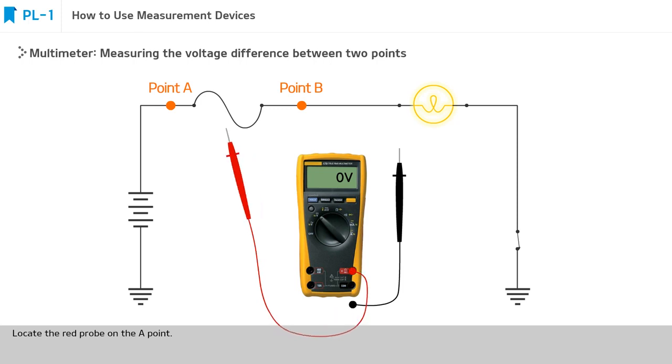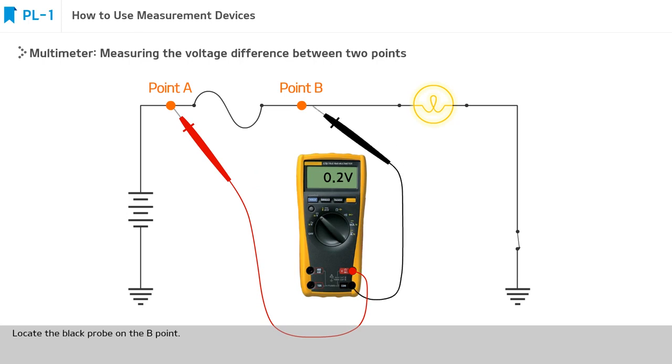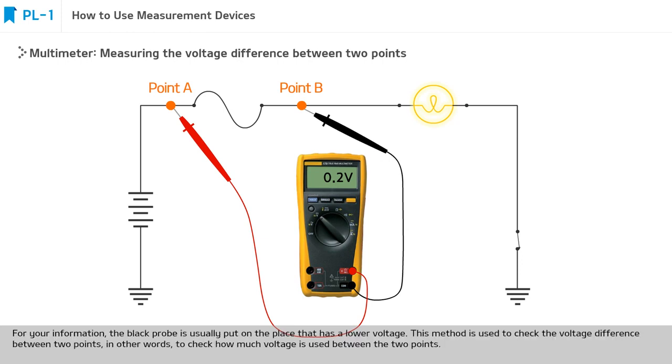Locate the red probe on the A point. Locate the black probe on the B point. For your information, the black probe is usually put on the place that has a lower voltage. This method is used to check the voltage difference between 2 points. In other words, to check how much voltage is used between the 2 points.